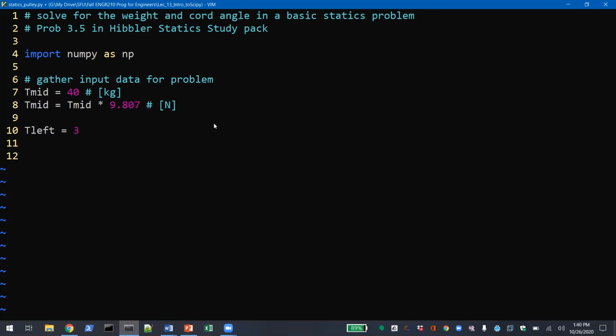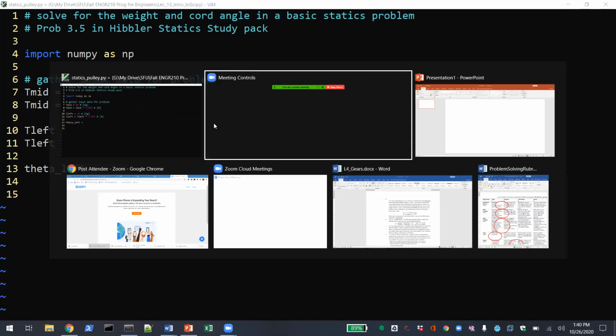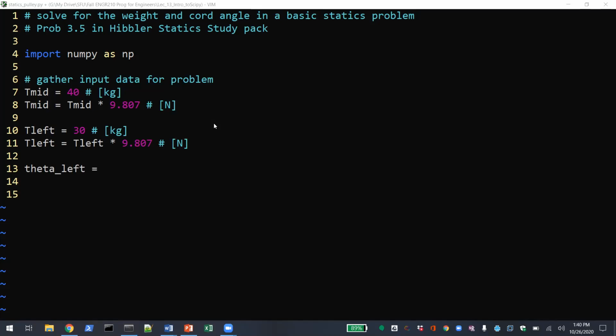Which is? That's 30 kilos, right? Okay. And then we can get that tension the same way. Okay, what else do we got? Okay, that is. Okay, well, how do we treat it in the math? Which one?